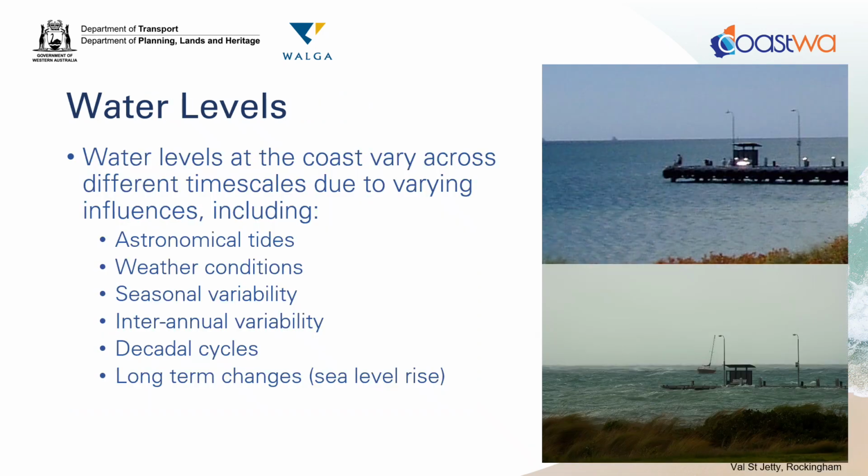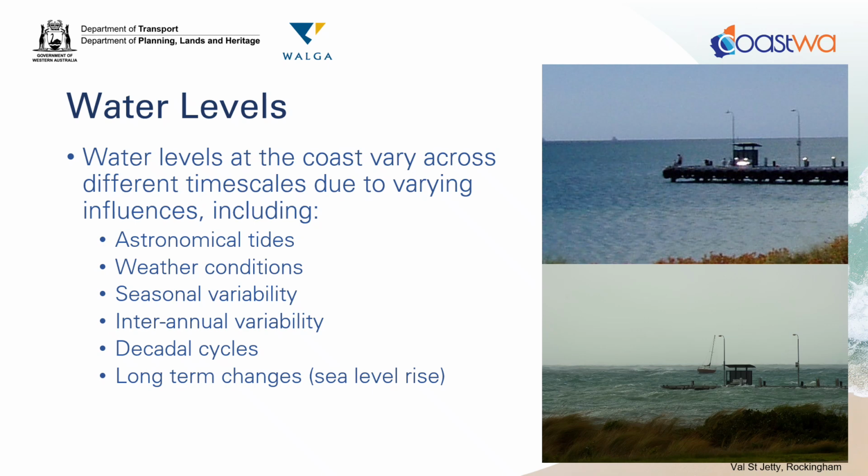So getting right into it, and starting off with water levels. Water levels vary along our coast on a variety of timescales and due to a variety of different influences. Most people would be familiar with the tides, but weather conditions also can affect the water levels that we see. We also have seasonal variability in water levels. We have interdecadal and interannual variability in water levels, and we have long-term changes such as sea level rise.